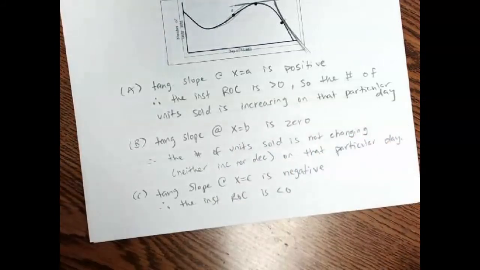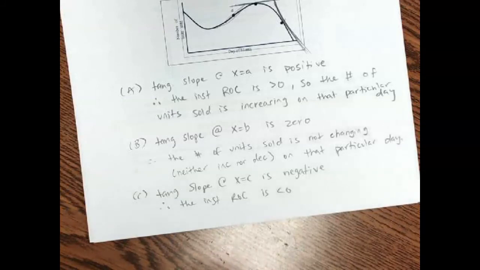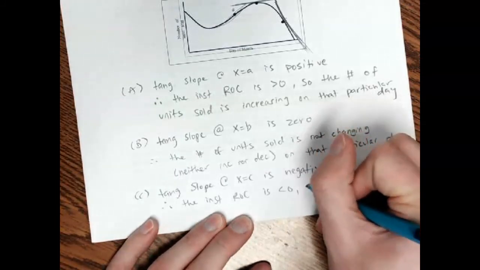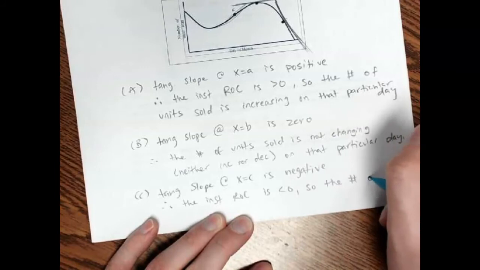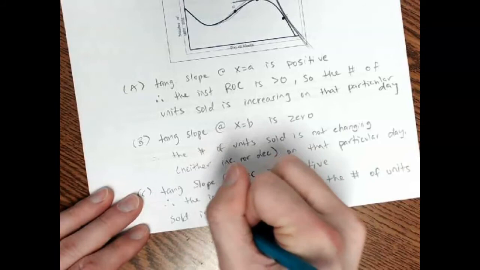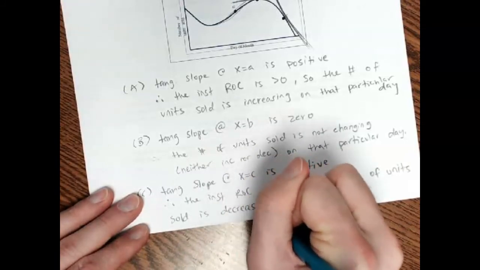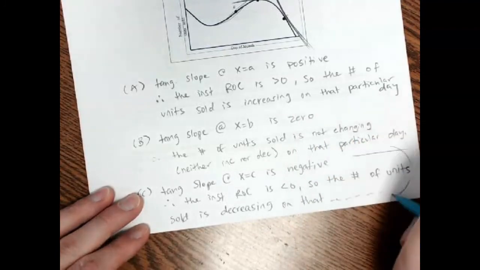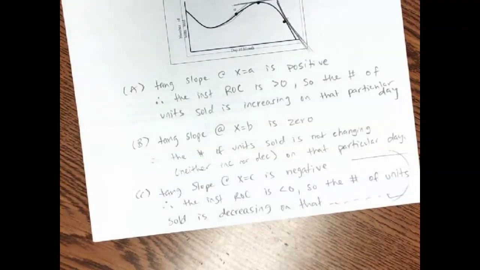Slope of the tangent line, instantaneous rate of change, derivative. Those are all three interchangeable. They mean the same thing. The instantaneous rate of change is negative. So the number of units sold is decreasing. Negative rate means decreasing on that particular day. I don't want to write it again. I'm lazy. Positive slope means increasing. Negative slope means decreasing. 0 slope means neither increasing nor decreasing, so you could say constant.